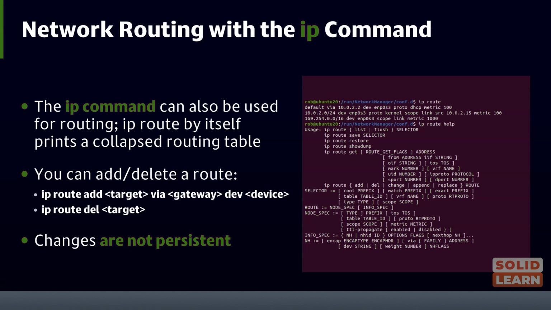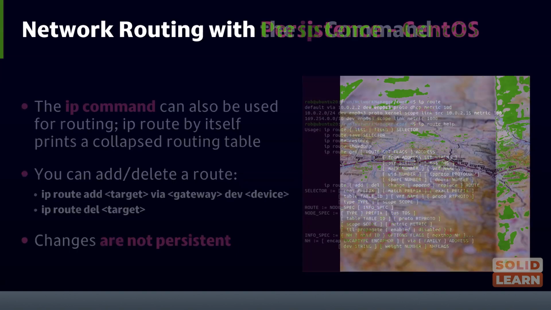But just as we saw previously, the changes with using the ip command or the route command are not persistent. This is just something that you could do if you thought that you had a route issue. You would just go ahead and maybe set up a route here to see if that would fix your issue. And then if it did, you could go ahead and create it persistently in another place.